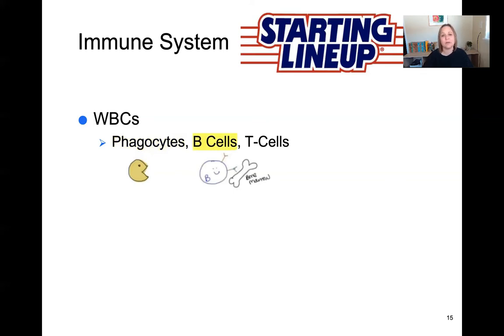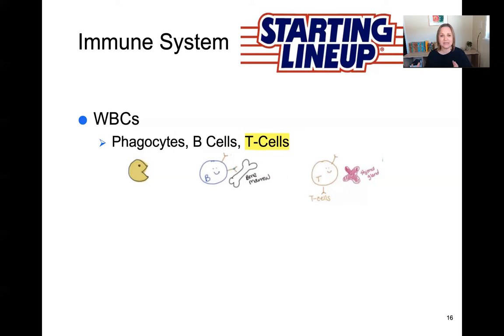Now, B cells are much more specific. They're the antibody making factories of our body. They help us to recognize foreign invaders and create antibodies to launch a quick attack against them in the future. And our T cells, those killer T cells, they are the quarterbacks of our immune system. They kind of tell everybody else in the immune system what to do. And they are the ones who can go in and kill off these foreign invaders. So we have both non-specific leukocytes, phagocytes, and specific ones, the B cells and T cells.